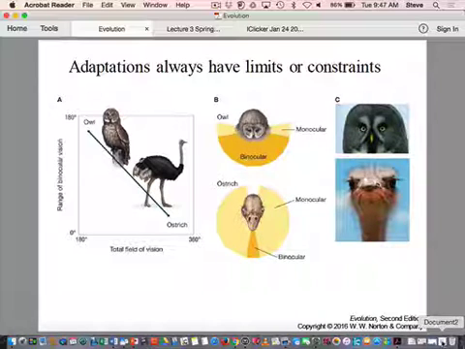Okay. So we've been talking a lot about adaptations, that natural selection favors certain kinds of traits, or what we call suites of traits, because they confer a higher survivorship or a higher reproductive rate of the individuals or genotypes that possess them. And these are what we call adaptations. And we'll be spending a lot of time on those. One of the other things we also understand really well is that adaptations always have limits or constraints.